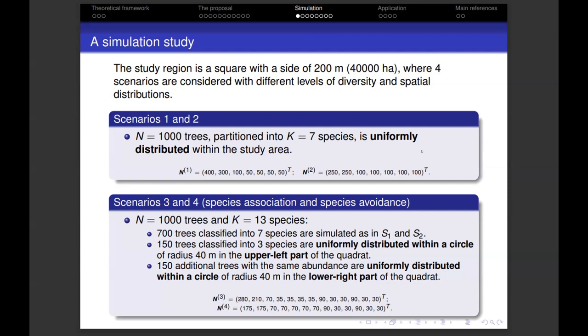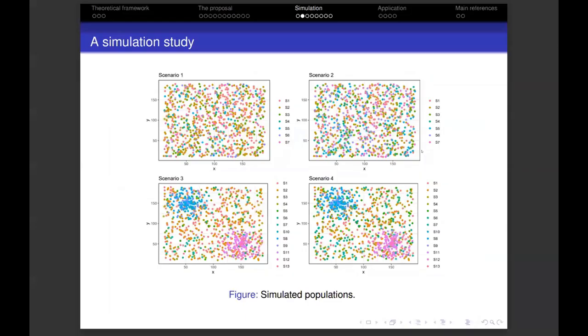In order to evaluate this performance, we implement a simulation study. A theoretical square area is divided in 200 meters. We made four scenarios. In the first two scenarios, we consider 1,000 trees partitioned in 7 species and uniformly distributed in the area. In the second two scenarios, the 1,000 trees are divided in 13 species and are expected to be clustered in the study area. This picture shows the scenarios, where the points are the trees, obviously.